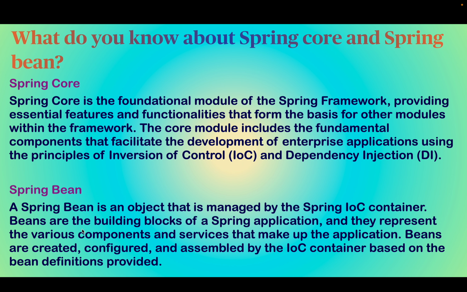So beans are created, configured and assembled by the IOC container based on the bean definitions provided. Obviously, for our services or our repositories or any bean which I'm creating, I'll provide the definition of in which way it has to be created, like in which scope. For example, whether it is a singleton bean or a prototype bean. So I'll provide a few definitions, and based on which my Spring Bean will get created. So Spring Core and Spring Bean, it's not a difference between questions, but what do you understand by it?